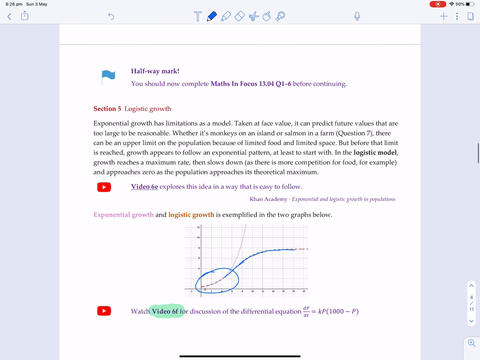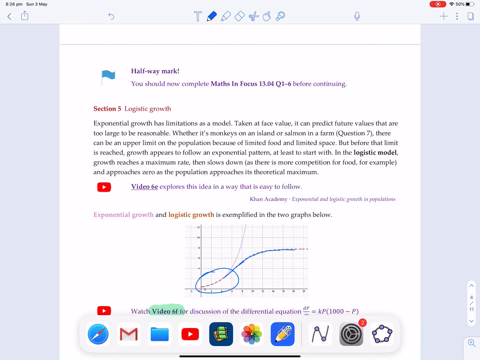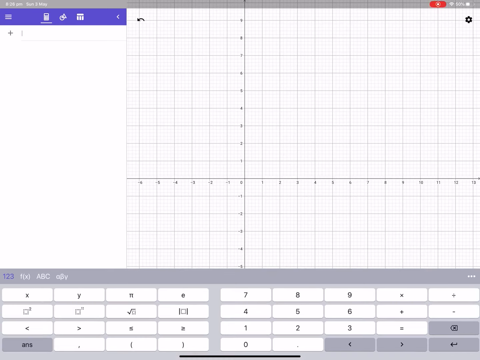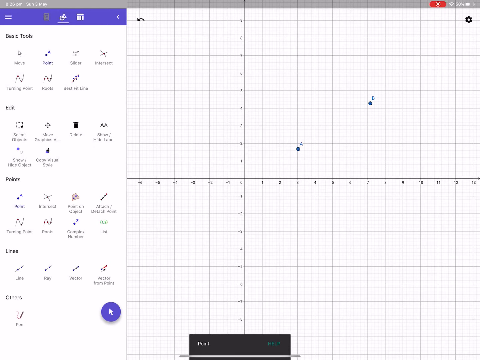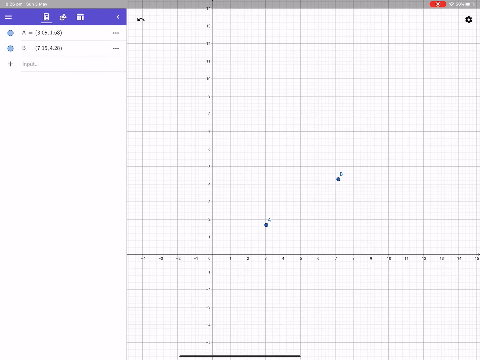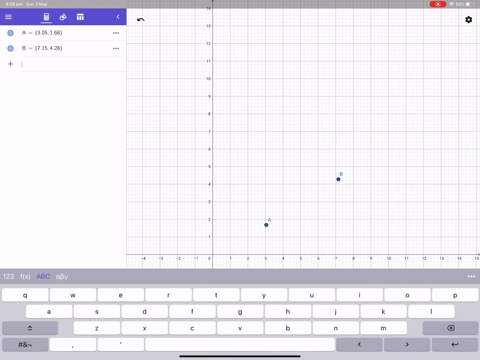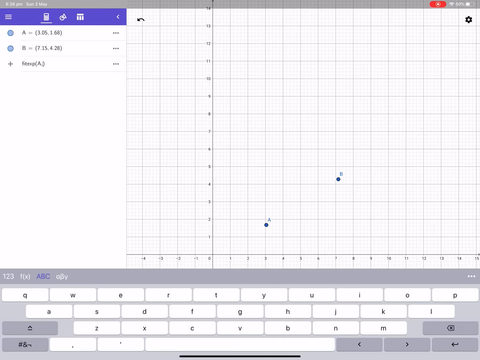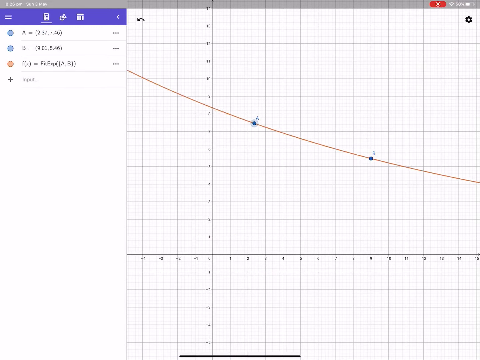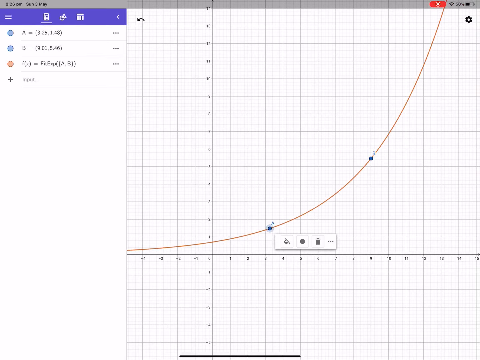I'd like to demonstrate something in GeoGebra just to give a little bit more dynamicness to this graph. So if I have a couple of points, just any old points will do, then I can ask GeoGebra to fit an exponential curve to those points. Just note what I'm typing in, fit exponential a comma b, and there we go. And if I move a and b around, then I get different exponentials. There's exponential decay and so on.